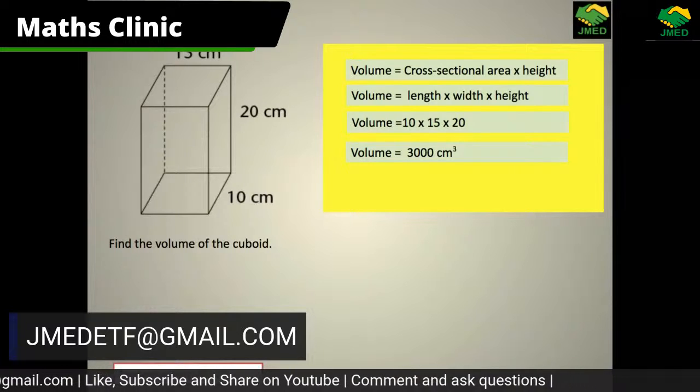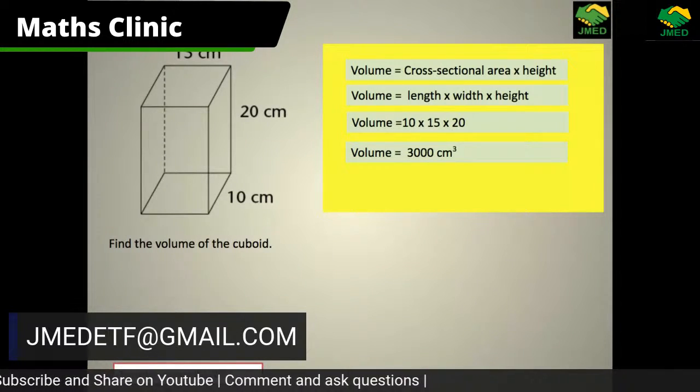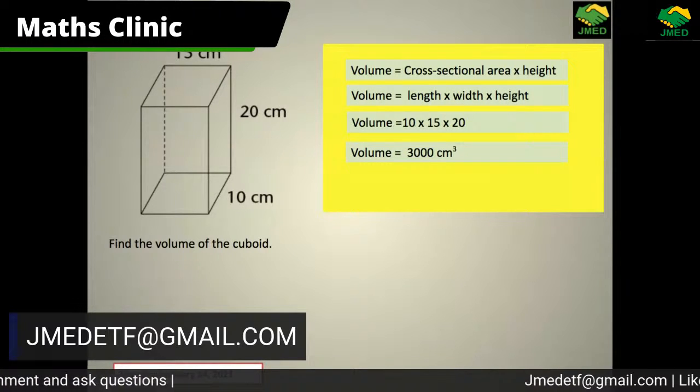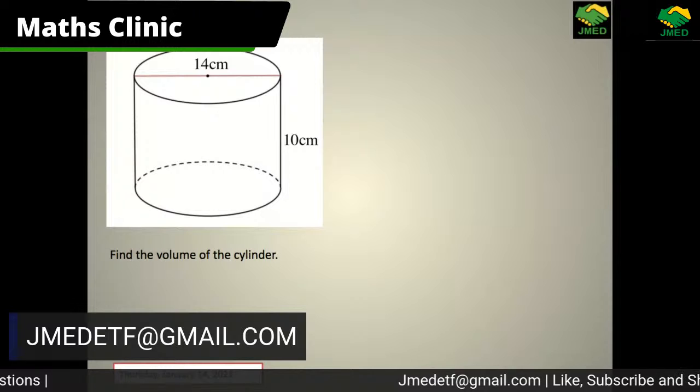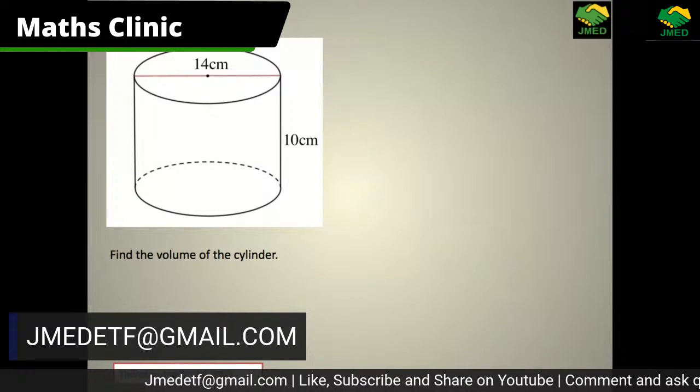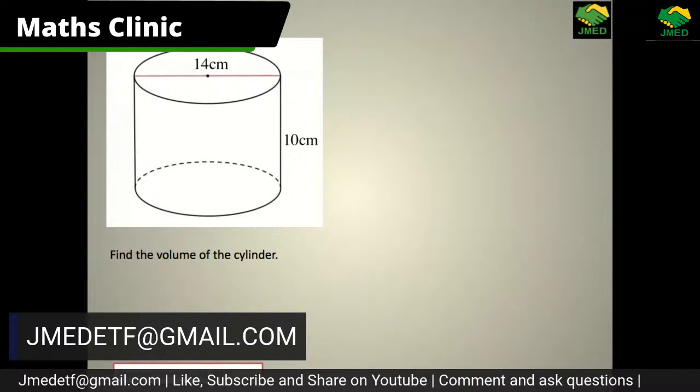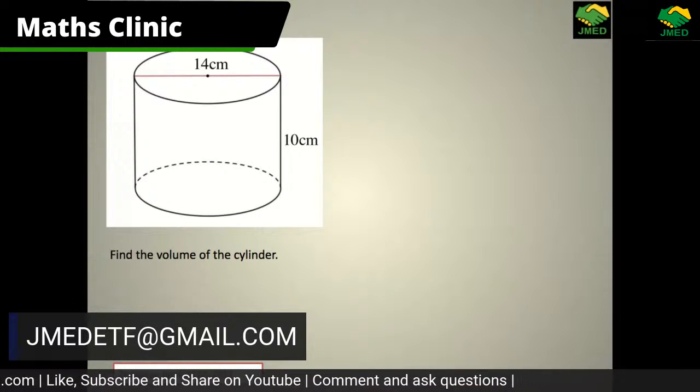Effectively, when you're doing volume, that's what you're checking. How many centimeter cubes or millimeter cubes will fit into the shape. Let's have a look at the volume of a cylinder. Now, a cylinder is a prism, but it's maybe what we'd call a circular prism or circular-based prism. It's a special name. It's called a cylinder.